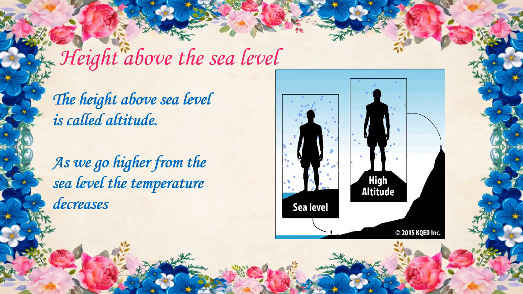The next factor that influences climate of a region is the height above the sea level. The height above the sea level is called altitude. As we go higher from the sea level, the temperature decreases. If you look at the image, there's a person standing near the sea level. And in the image on the right side, at the center, you see that same person standing on a mountain peak. So the bottom place where he is standing is the sea level. When this person starts going higher, it is called altitude.